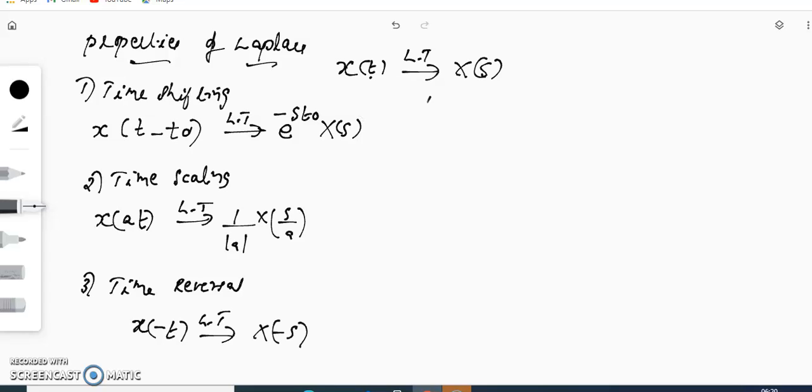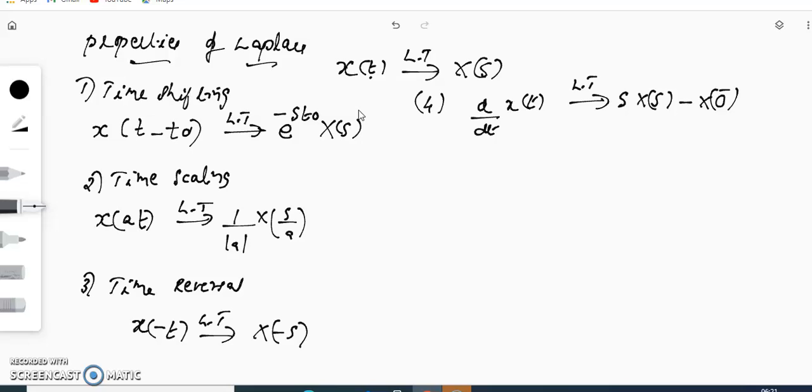Okay. The fourth property is the differentiation in time domain. Differentiation in time domain means d by dt of x of t, and its Laplace transform is s into x of s minus x of 0. x of 0 are the initial conditions. So we have to study how we prove these properties. Only for this property I'll give a small proof.